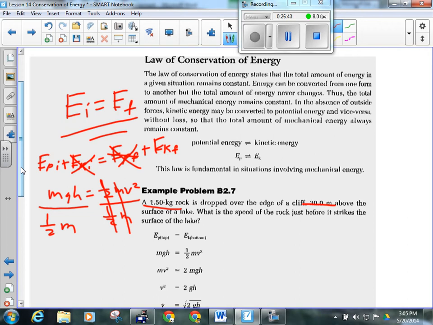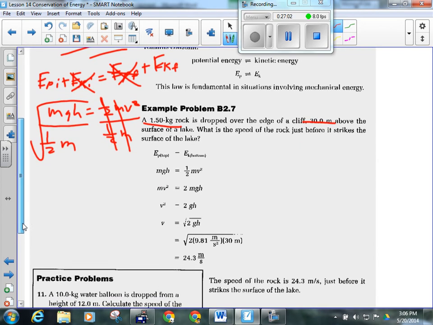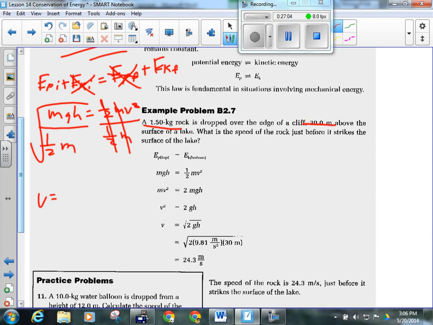What happens to m? Can I cancel it? Actually, in this case, I can. I'm multiplying everything, so I could cancel it. We won't here, but we could. And I'm looking for v, not v squared, so I've got to square root this. Now I can solve for v. So v is going to equal the square root of 1.5 times 9.81 times the height, which is 30 meters, over 1/2 times 1.5.